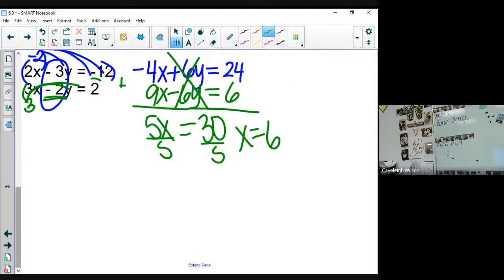Alright, I'm plugging it back into one of the originals. So 2 times 6 minus 3y equals -12. Why don't you all solve that red part?